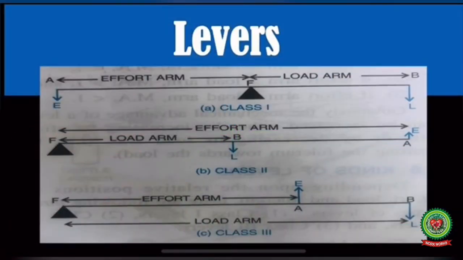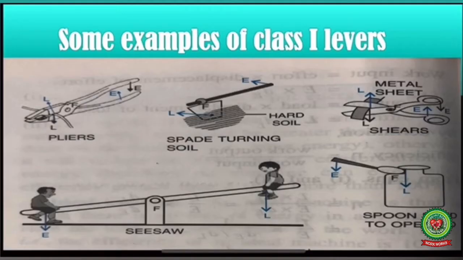If we discuss these with the help of these simple diagrams, then this is class 1 lever. The fulcrum is in between effort and load. In this case, load is in between fulcrum and effort. So this is the general diagram of class 2 lever. In this case, effort is in between load and fulcrum. So this is the general diagram of class 3 levers. Let us now discuss some examples of class 1 levers.